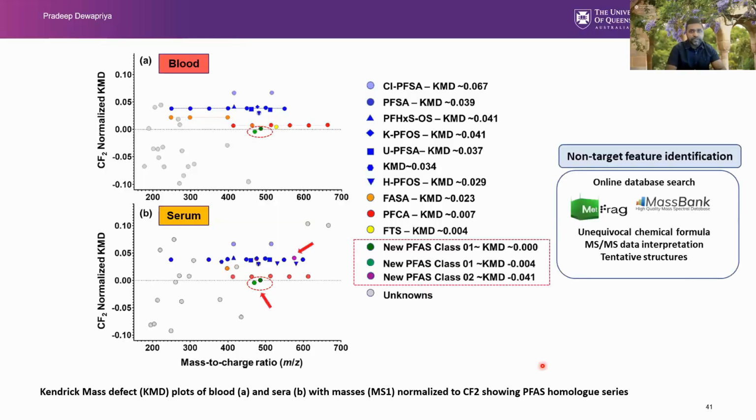Through library search, suspect screening, and non-target analysis, we managed to confirm 3 new PFASs in these samples and many non-PFAS compounds. Interestingly, we saw quite a different PFAS profile in blood and serum samples. Particularly, we detected many short-chain sulfonamides and sulfonates in blood samples compared to serum samples.